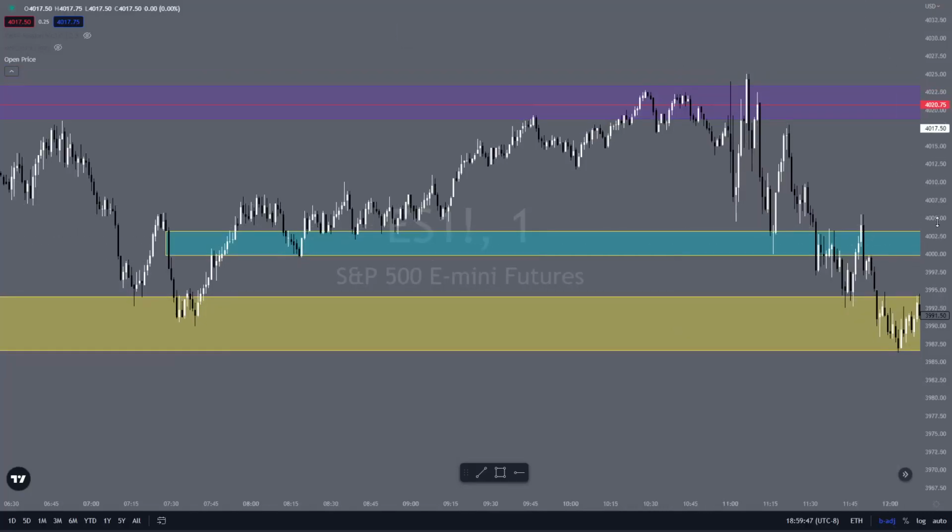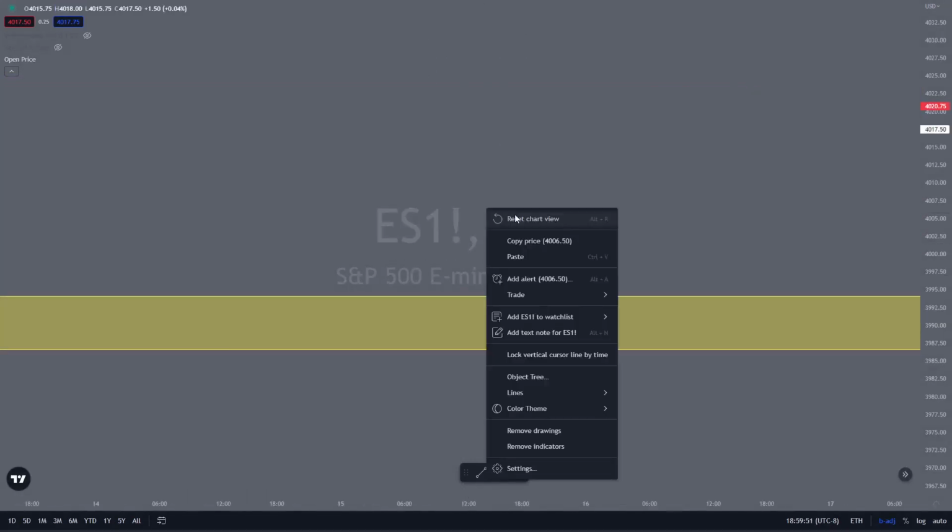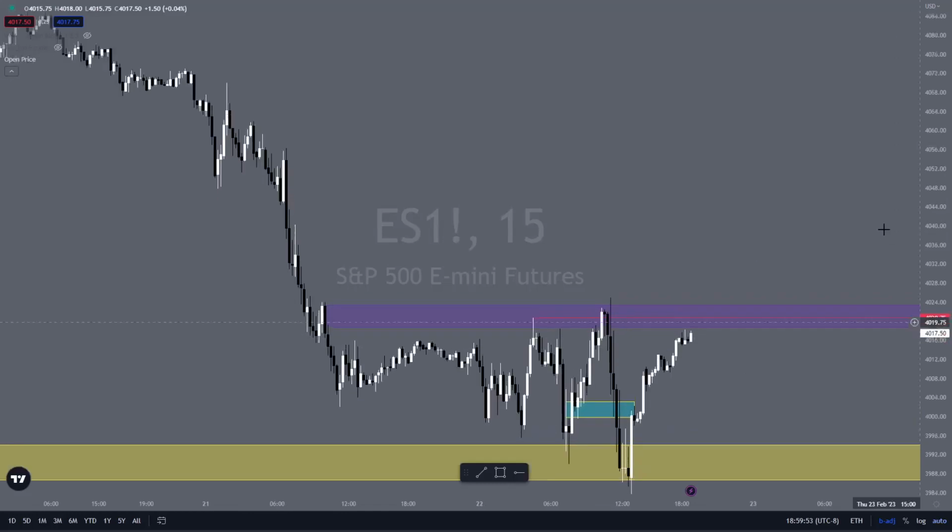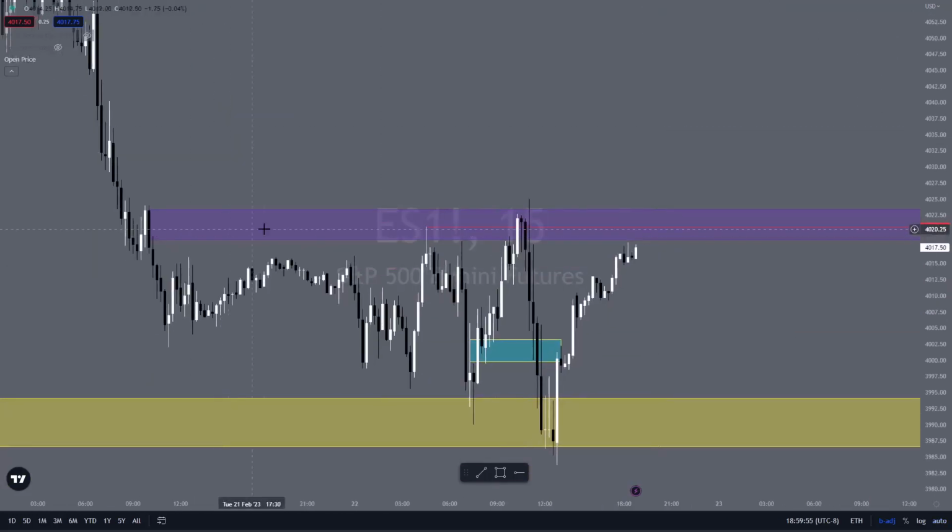I know the chart looks kind of messy right now, but I will explain each zone that I marked out and why I had it marked out. So, first and foremost, this purple rectangle was actually a 15-minute bearish order block.